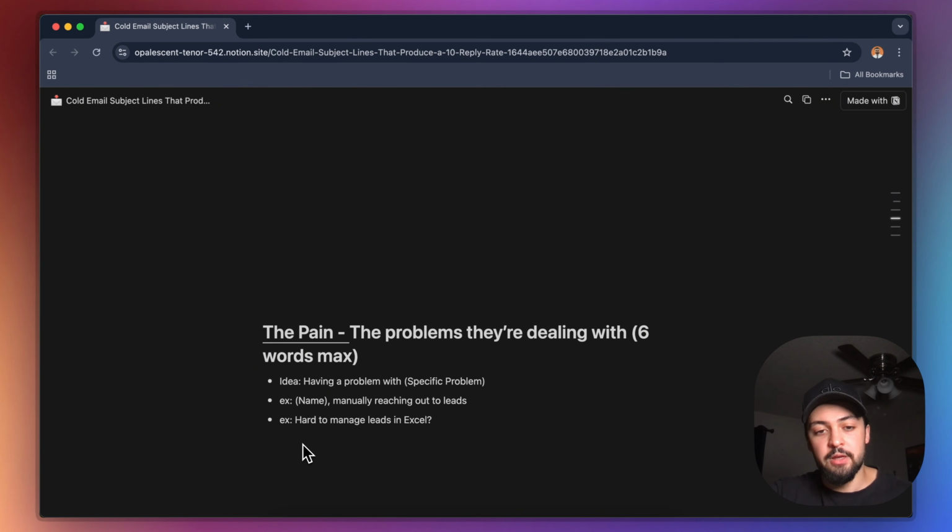Another example could be, if you're pitching a CRM, like I used to work at HubSpot, I used to pitch our CRM a ton of times. You can also put, for example, hard to manage leads in Excel, right? That could be used in all departments, right? Whether it's a founder, whether it's a chief marketing officer, they might all struggle with this sort of pain. So that could be something you guys can use as well.